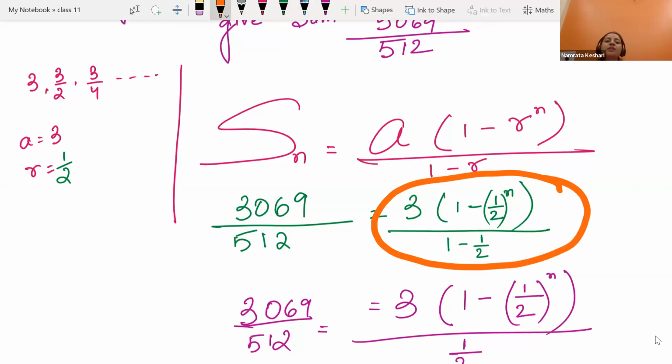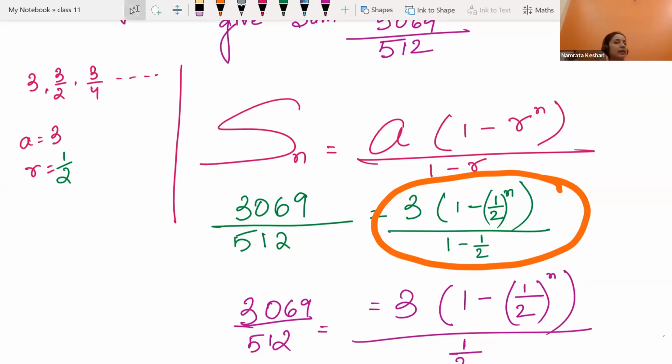Then I told you that first try to simplify the denominator. You got 1 minus 1 by 2 as 1 by 2. Then I told you, let's take this 3, which is sitting in multiplication with all of them, to the other side. We have taken 3 to the other side. Whatever simplification was possible, we did. Then from the denominator, we got 2. That also we have taken to the other side.